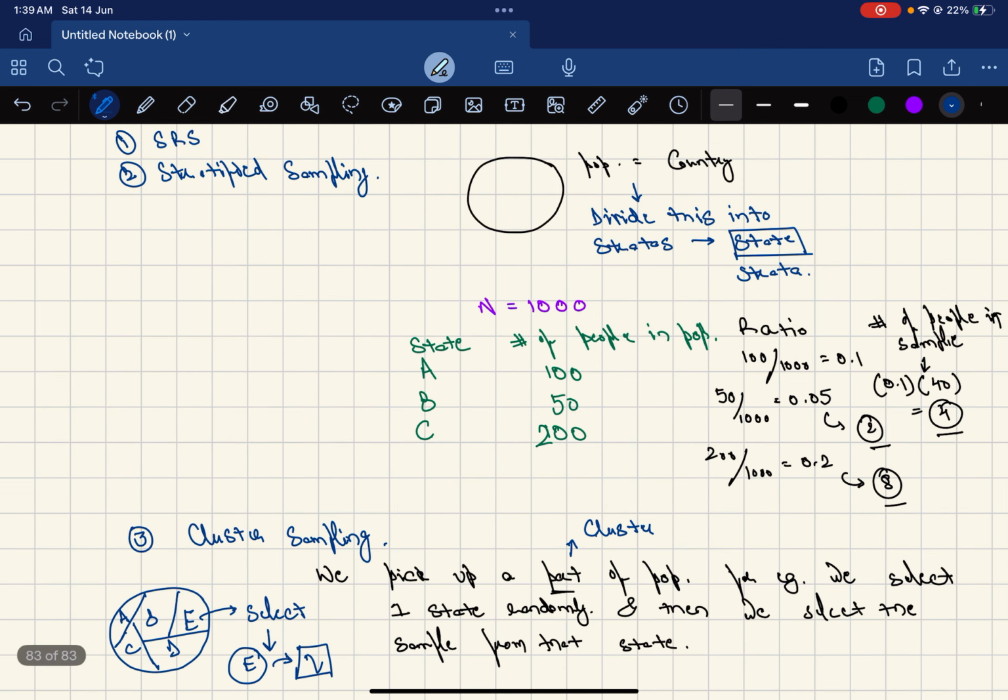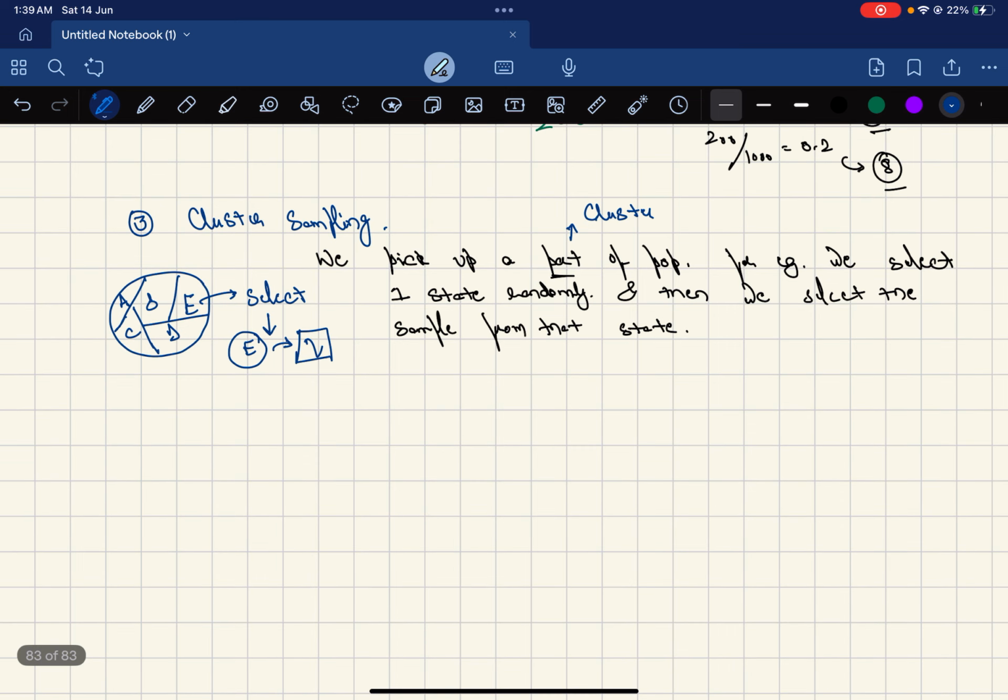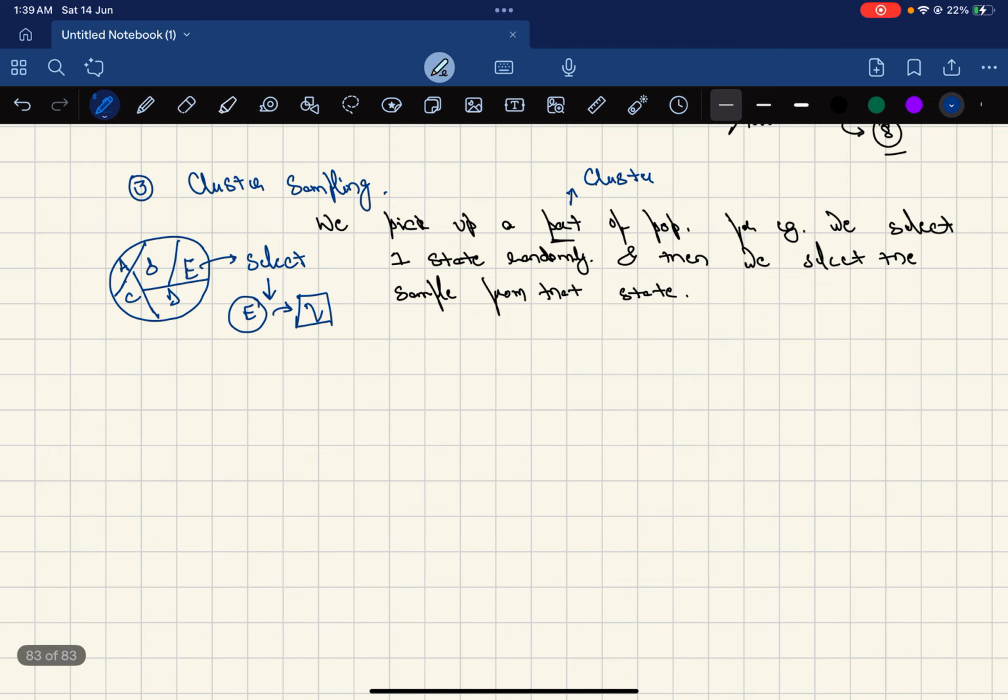There is a very huge difference, as you can see, between stratified sampling and cluster sampling. In stratified sampling, we need to ensure that each group has the same representation in the sample as they have in the population. While in cluster sampling, that is not the case. We simply pick one of the clusters, do the sampling from that particular cluster itself, and simply ignore all other clusters. So that is how cluster sampling is done.